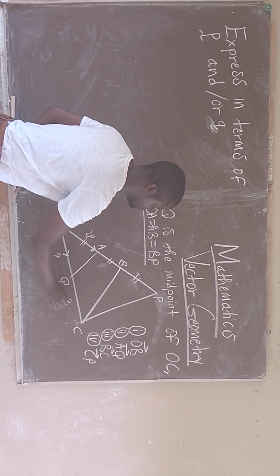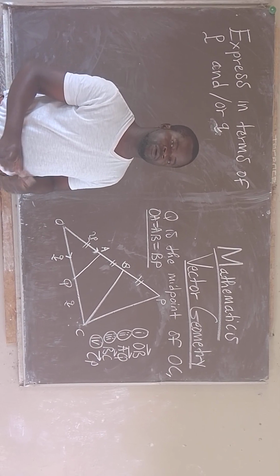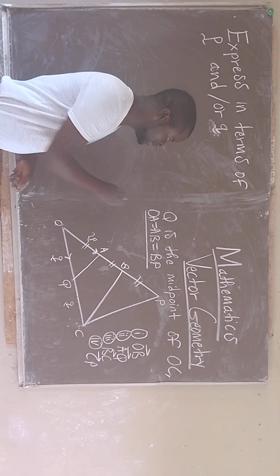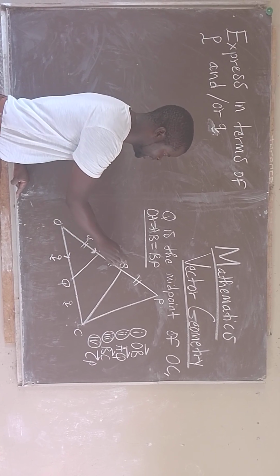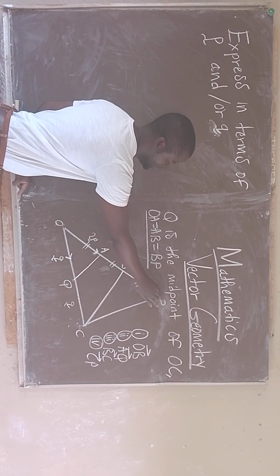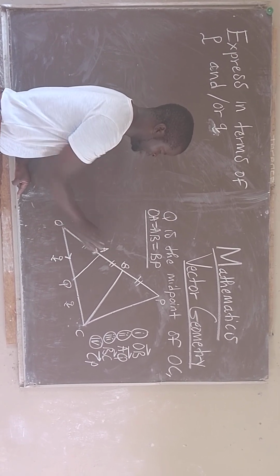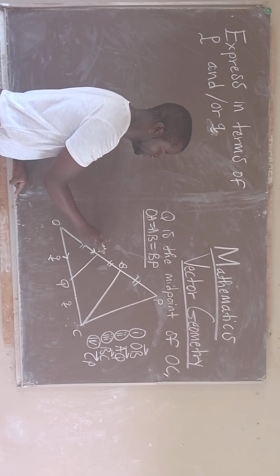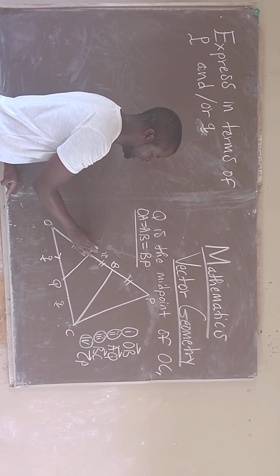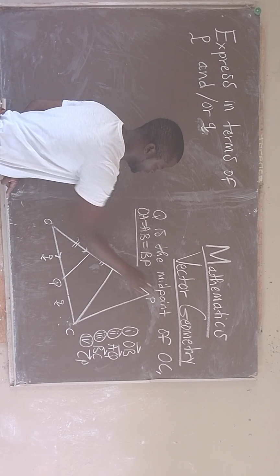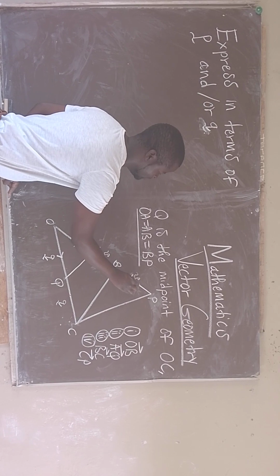Here I need to show that I'm expressing and understanding the statement of the question. And OA is equal to AB. Vector OA is equal to vector AB, and BP. So definitely, if OA is vector 2P, on AB it will also be vector 2P. And if AB is equal to BP, on BP it will also be vector 2P.